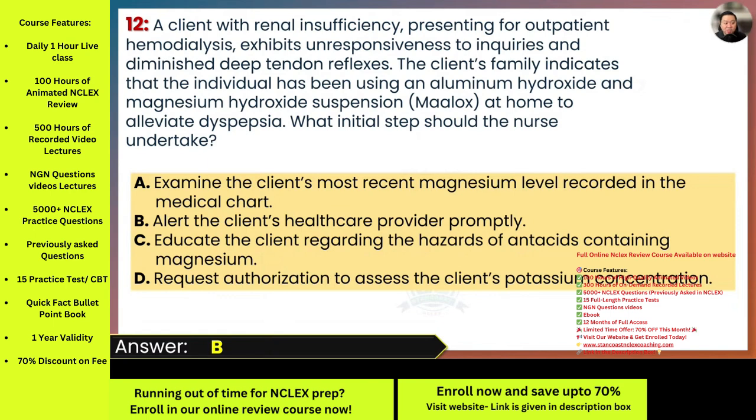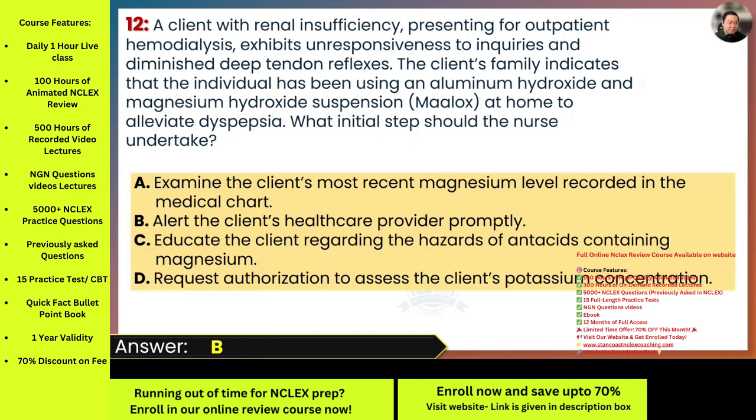So your priority is to notify the healthcare provider immediately in order for us to reverse the issue. Maybe we're going to get an order for a calcium gluconate to counteract the magnesium's effects. And also possibly we might end up with doing emergency dialysis for this patient. And that's why prompt notification is critical at this point. Again, the client is already manifesting toxic signs and symptoms to the magnesium.